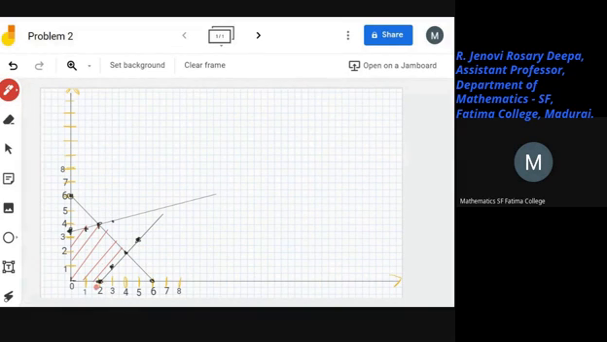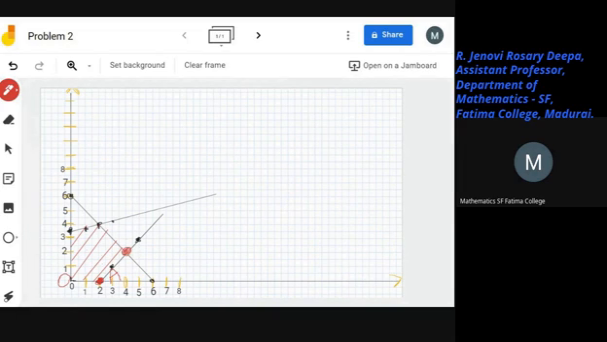Now we have to identify the corner points. So these are the corner points for this region. Now I am marking them. These are the corner points. You can name the corner points. This origin is also included in this one. So you can mention this as O, and this point is A. The next corner point is this one.